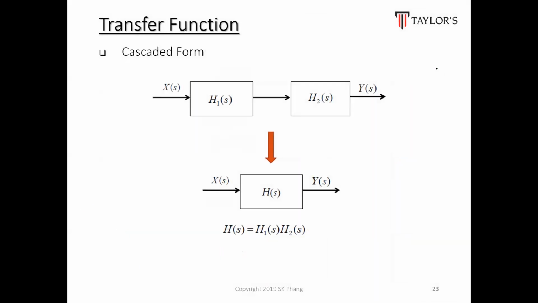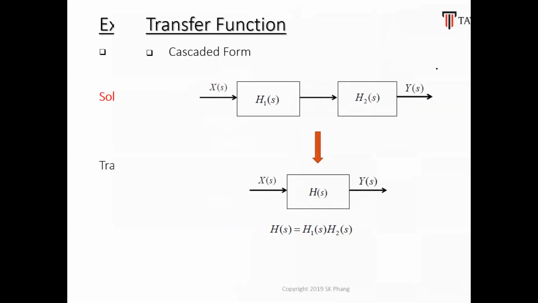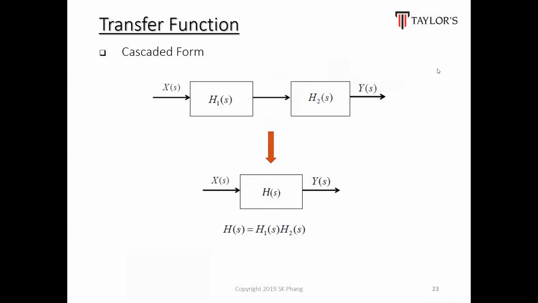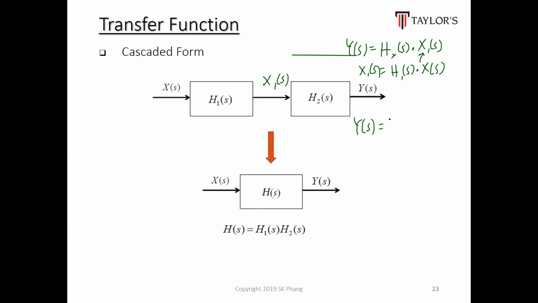All right, here are some ways that you can simplify transfer functions. We know that the output, let's say this one is X1(s), Y(s) is H2(s) multiplied by X1(s). And we know X1(s) is H1(s) multiplied by X(s). Then we can just substitute it in. So we get Y(s) equals H2(s) multiplied by H1(s) multiplied by X(s).